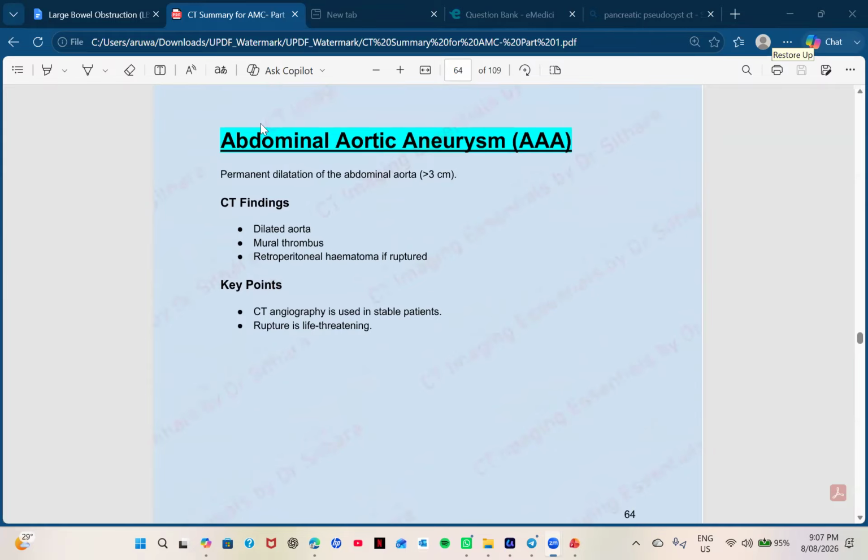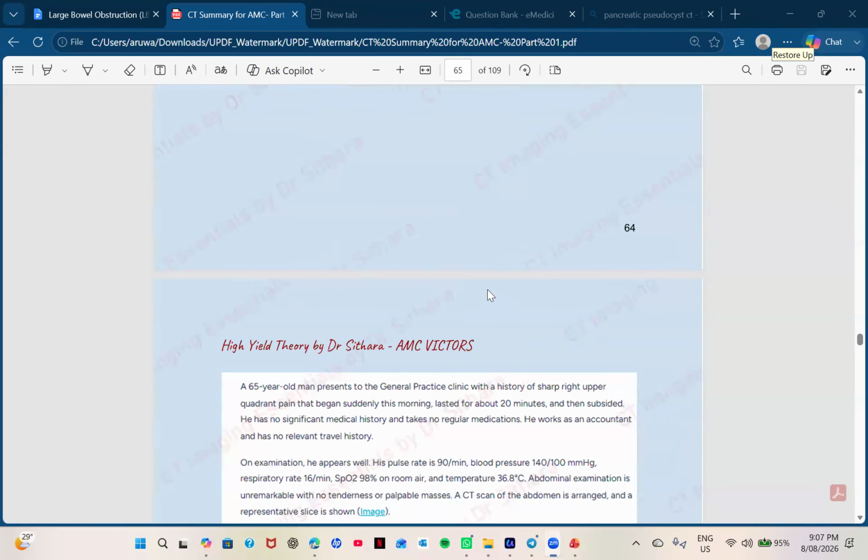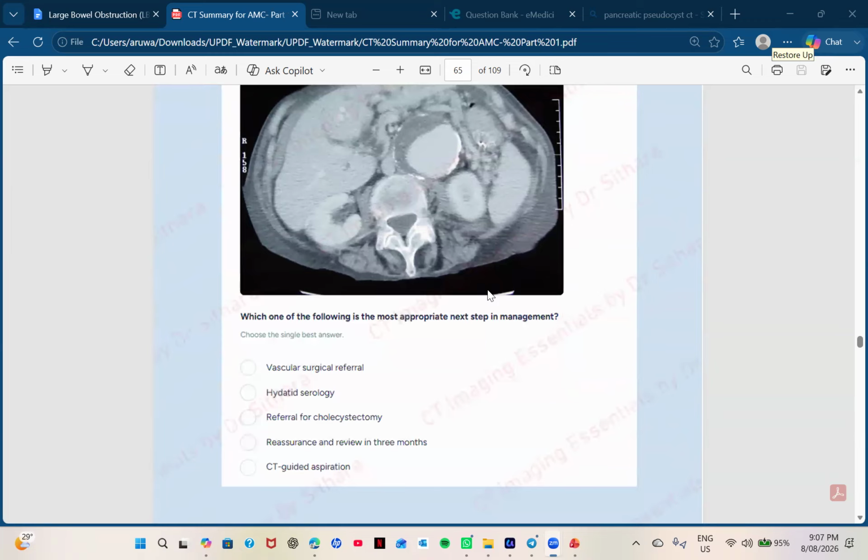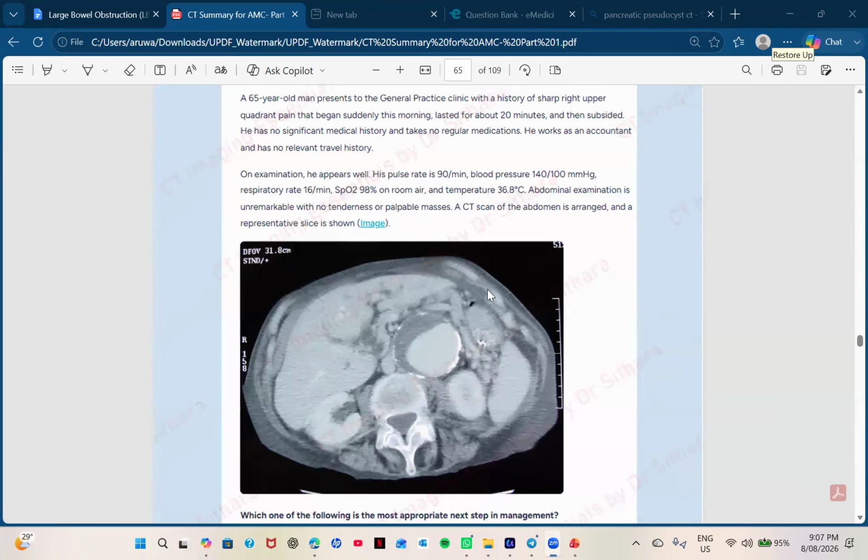So this is important. Abdominal aortic aneurysm. Very important, right? Very important, this one, because they are giving CT for this topic. Okay. Here, we'll do this question. A 65-year-old man presents to the GP clinic with a history of sharp right upper quadrant pain that begins suddenly in the morning, lasted about 20 minutes and then subsided.